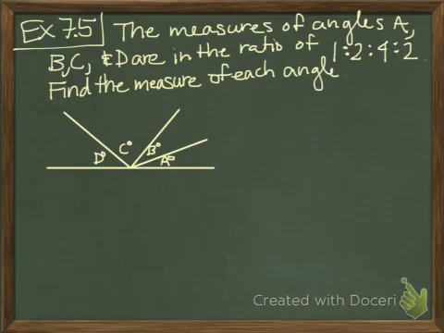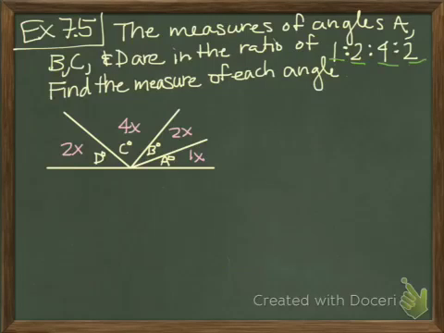Okay, the measures of angles A, B, C, and D are in the ratio of 1 to 2 to 4 to 2. Find the measure of each angle. So the first thing to do in a problem like this is label the 1x, and you take this ratio 1, 2, 4, and 2, and we put an x with them. So it's 1x, 2x, 4x, and 2x, and they go with their corresponding angles.